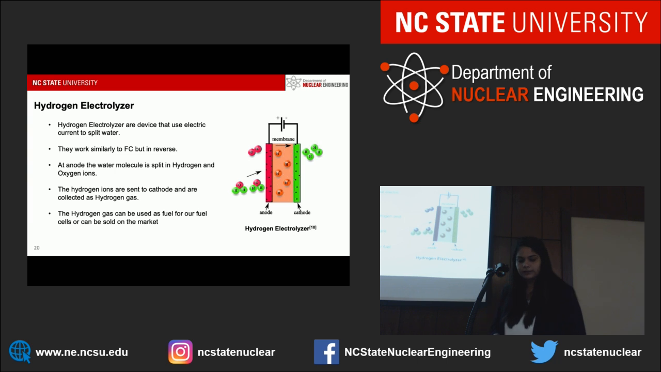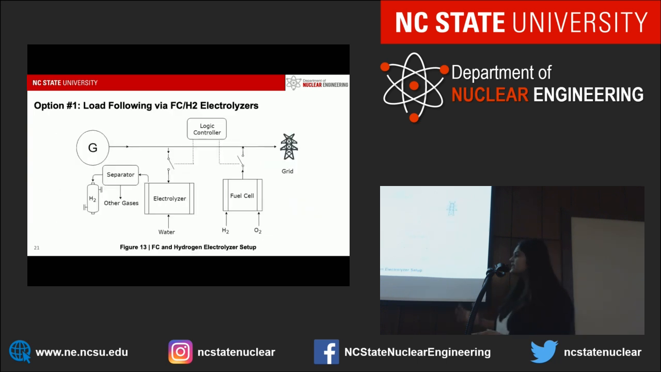other purposes. This is the schematic for our electrical integration with the two devices. We can install a logic controller which places either of the devices on the grid depending on the demand. When the reactor undersupplies, it will align the fuel cells on and they would provide the extra energy. And when the reactor oversupplies, it would align the electrolyzers on the grid and use the excess energy to produce hydrogen gas.